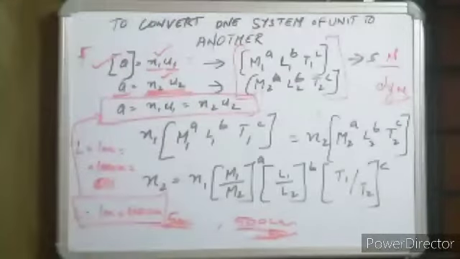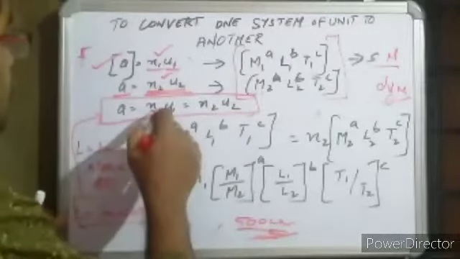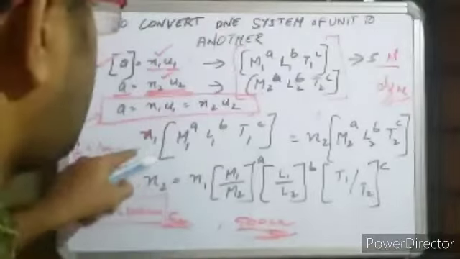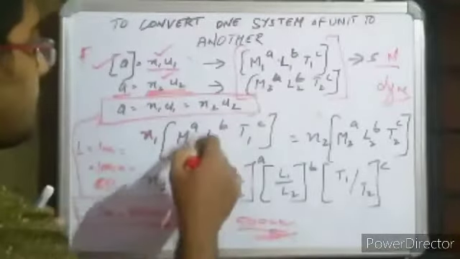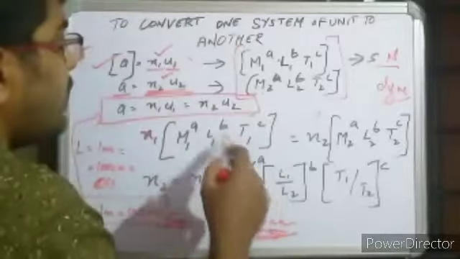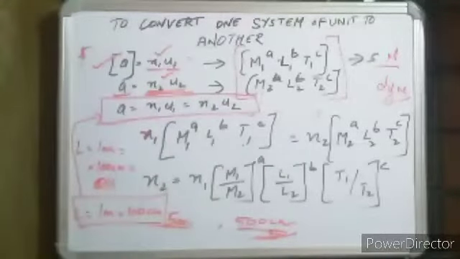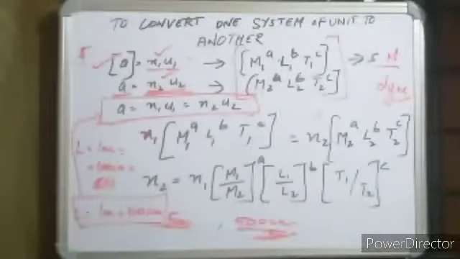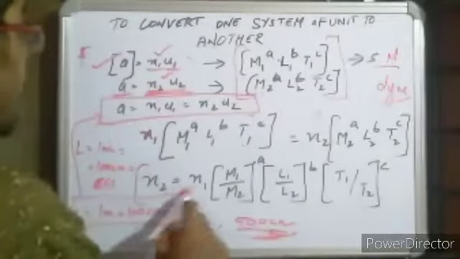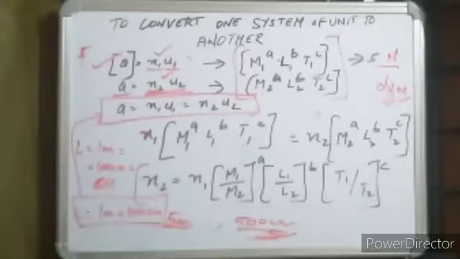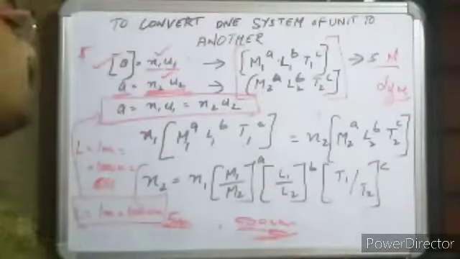Q is equal to N1 U1, which is equal to N2 U2. Now substituting, okay, N1 I know, so I am taking N1 into U1, M1 to the power a, its dimensional formula, L1 to the power b, T1 to the power c, which is equal to N2. We need to find its value in another system of units. So N2 into M2 to the power a, L2 to the power b, and T2 to the power c. And from there, N2 will be equal to N1 into M1 divided by M2 to the power a, L1 by L2 to the power b, and T1 by T2 to the power c.